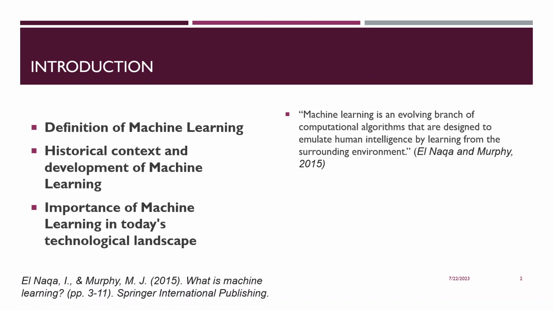Okay, so the definition of machine learning as defined more recently by Naka and Murphy. This is a definition that we could find in a lot of other definitions, but this is a good one and I like it, so we'll go with this one. Machine learning is an evolving branch of computational algorithms that are designed to emulate human intelligence by learning from the surrounding environment.